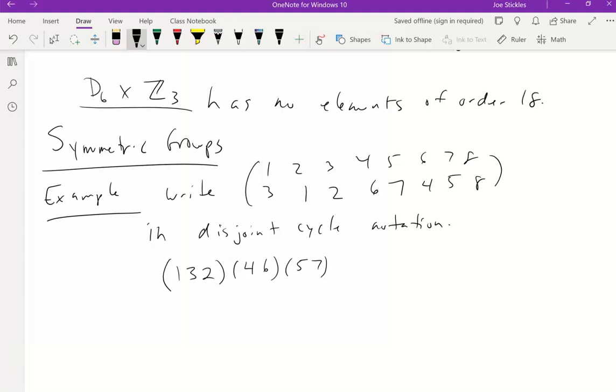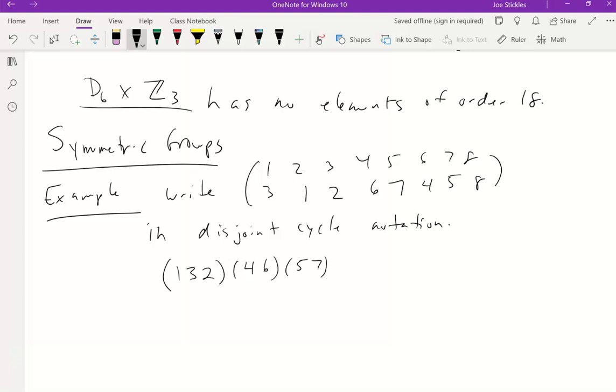We like disjoint cycle notation for a few reasons. One, disjoint cycles commute with each other. It doesn't matter where you put them, even though this is function composition. Anything that's not fixed by this cycle is fixed by this one, and vice versa. So it really doesn't matter if I apply this function first and then this one, or this function first and then this one.